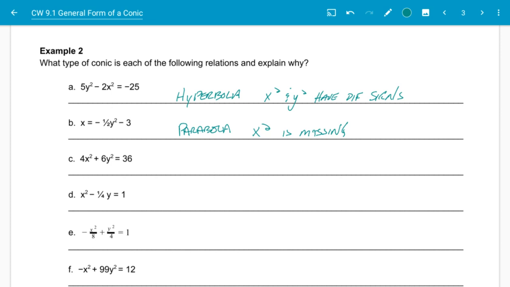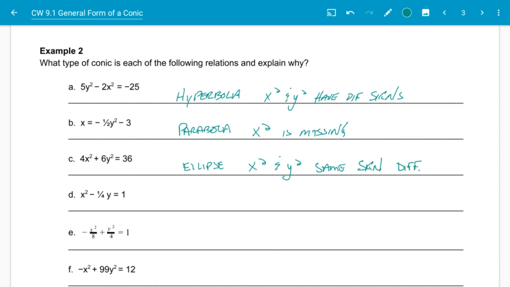For C, we have 4x squared plus 6y squared is equal to 36. Here I have both the x squared and the y squared. They have different values, but the sign is the same. So in this one, this is going to be an ellipse. Okay, so the x squared and y squared have the same sign, but different values.